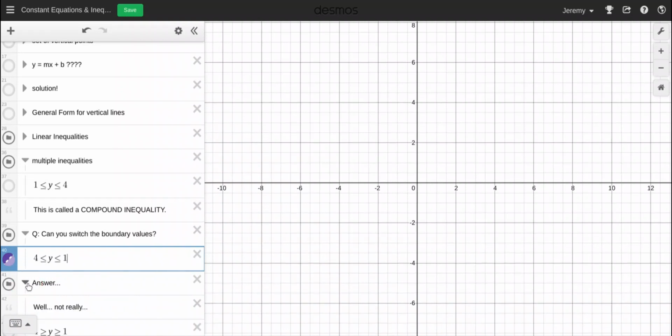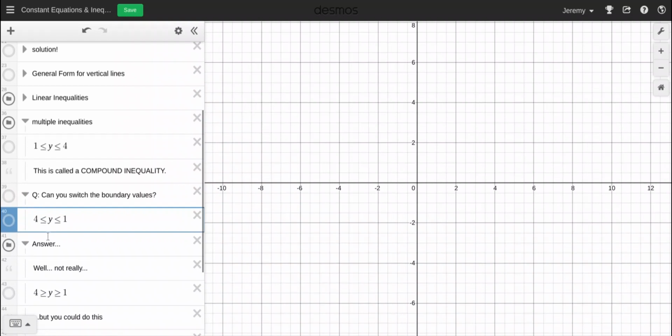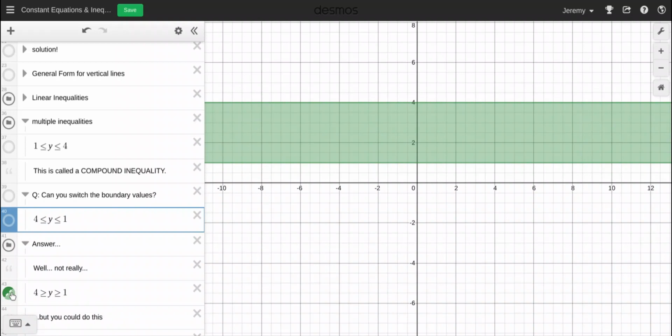However, what we could do is this. Notice we still have the 4 on the left, the 1 on the right, but what's different? This was a less than or equal to and less than or equal to, which matched these. However, this is greater than or equal to, and so this is going to work. Notice it looks exactly the same as that one.